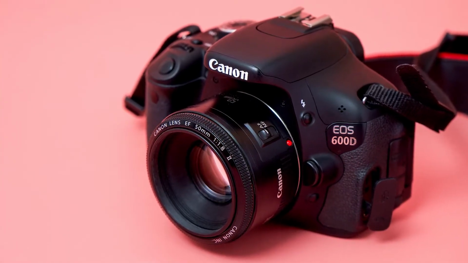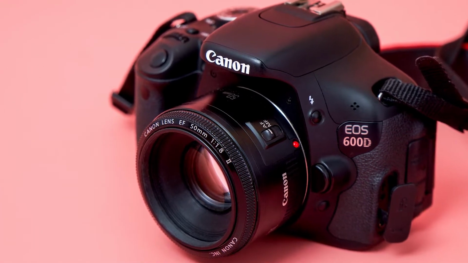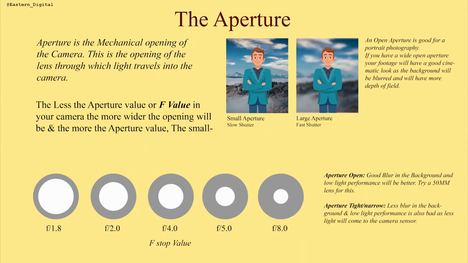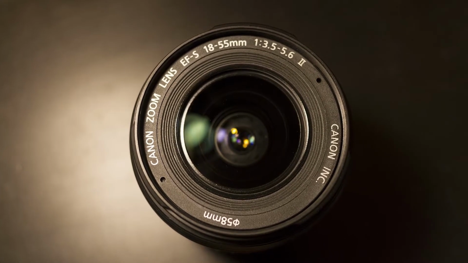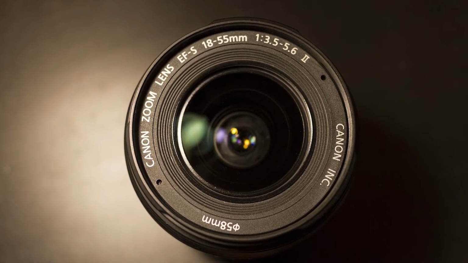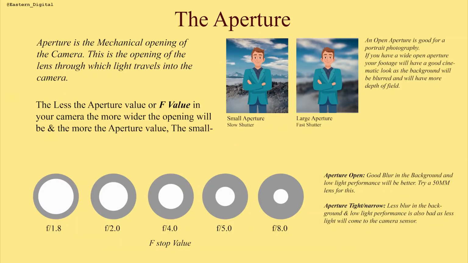Why I am recommending the 50mm prime lens? The main reason is it has an aperture value of f1.8. But the normal kit lens has a lower f value of f4.0. So that's why a normal kit lens gives less low light performance.